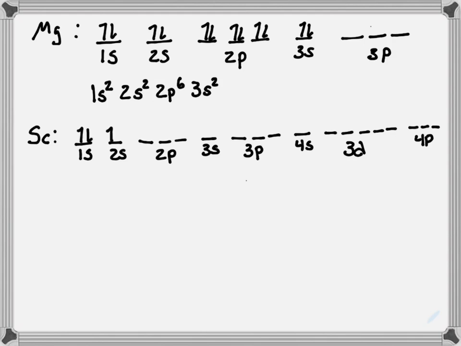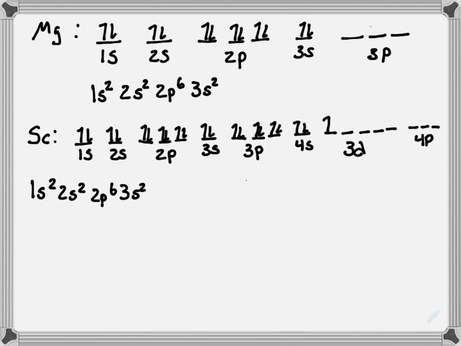1, 2, 3, 4, 5, 6, 7, 8, 9, 10, 11, 12, 13, 14, 15, 16, 17, 18, 19, 20, 21. Okay, so it's a 1s2, 2s2, 2p6, 3s2, 3p6, 4s2, 3d1. Okay, so that is our configuration for scandium.